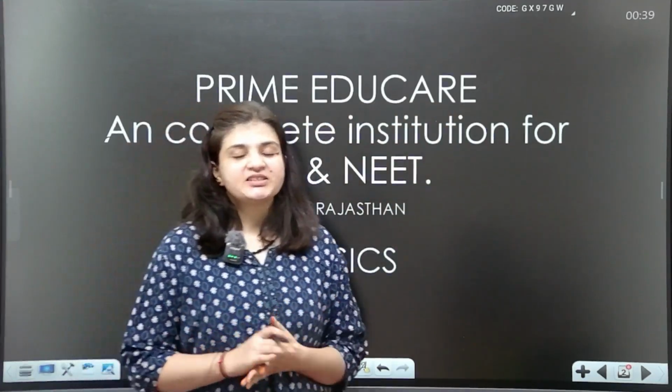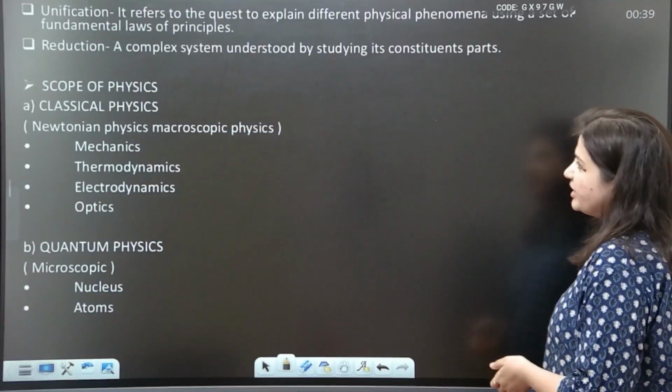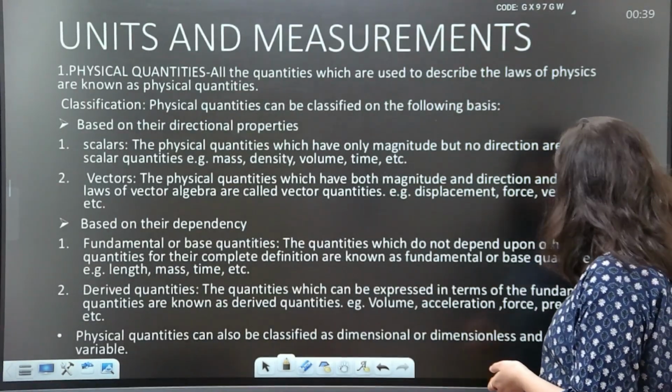So students, what were we studying about? We were studying about the various types of quantities, like the base and the derived quantity, and the scalar and the vector quantity. So this we have discussed.